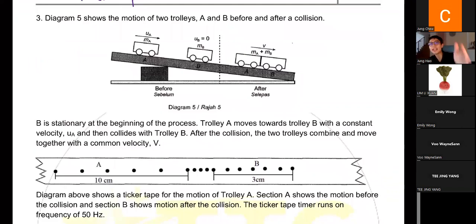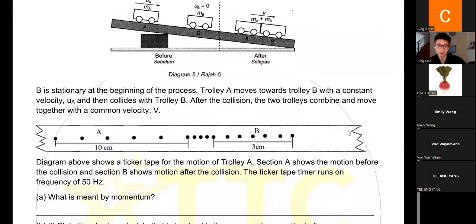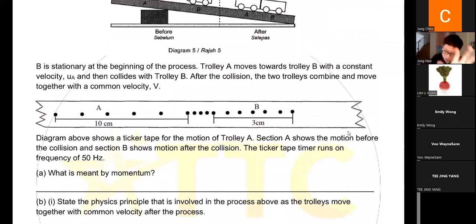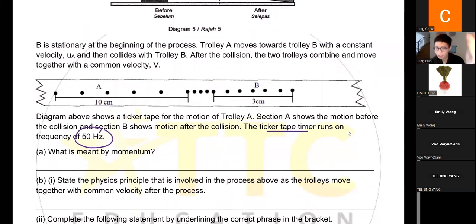Okay, we see here we've got A and B before and after a collision. So they give me a bunch of ticker tape. Do you know why they need to tell you the ticker tape timer's frequency? Anybody have any idea? Because when we have the frequency of the ticker tape, we can use F equals 1 over T to calculate, or we can switch this around: T equals 1 over F. And when we use 1 over 50, we can calculate the time taken is 0.02 seconds.